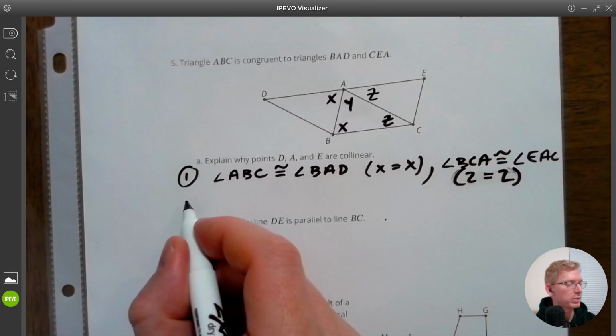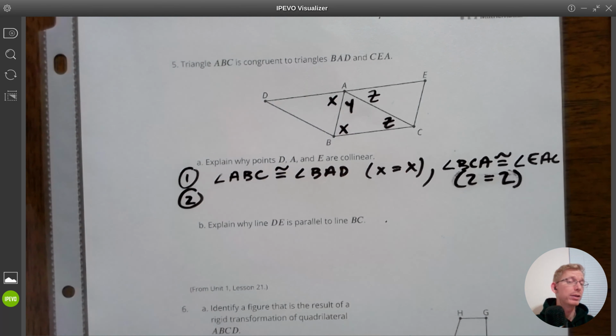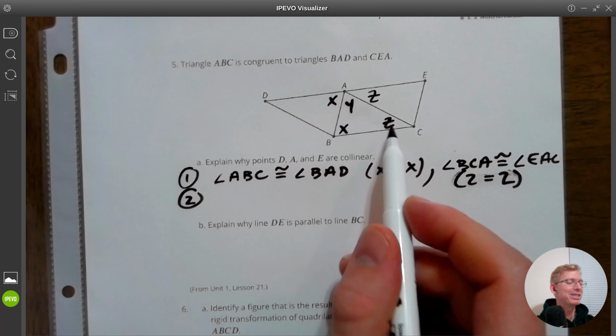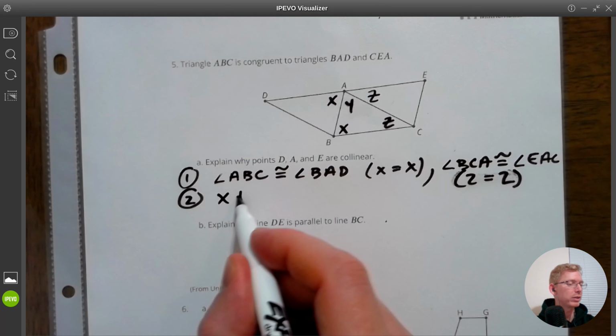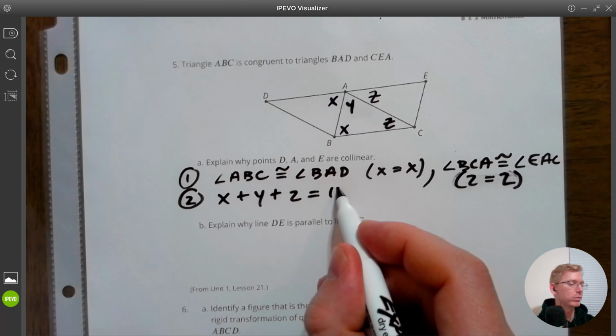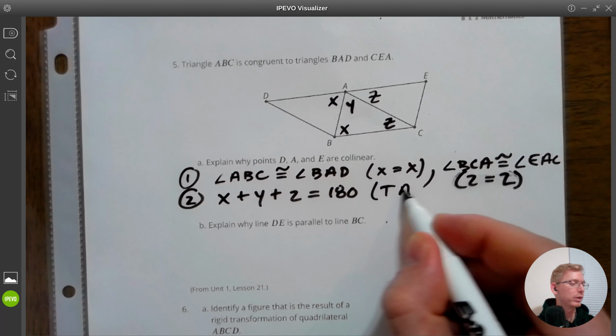Now, the second piece is we know from Unit 1, Lesson 21, that the 3 angles together inside of a triangle have to add up to 180 degrees. This is the triangle angle sum theorem. Okay, so that's the triangle angle sum theorem.